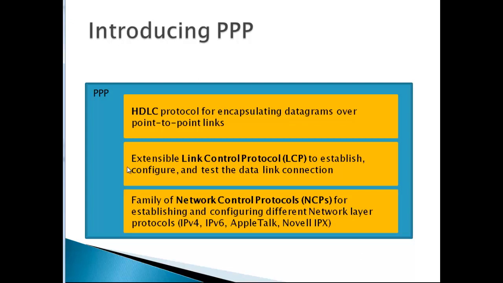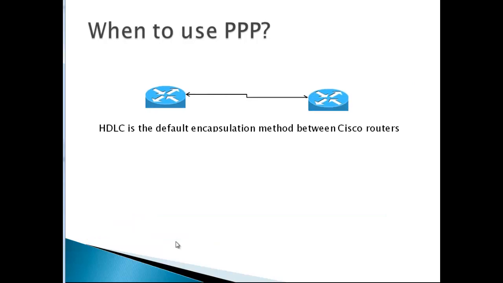Now in this layer PPP is better and has advantages over other protocols, as it does establish LCP, or Link Control Protocol, which establishes the connection, configures it, and tests the data link connection. Make sure that everything is working fine. Then we have NCP, which works with different protocols. We can have IPv4, AppleTalk, Novell IPX, everything is fine. NCP can handle those.